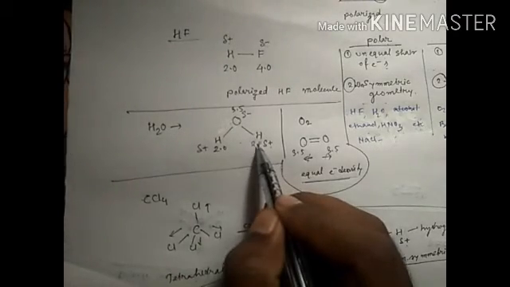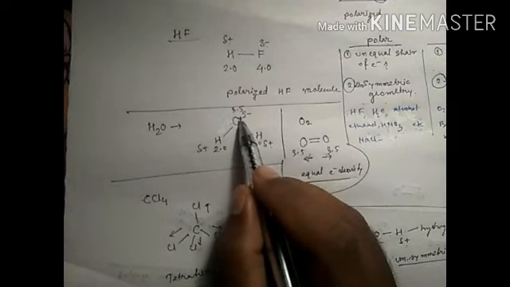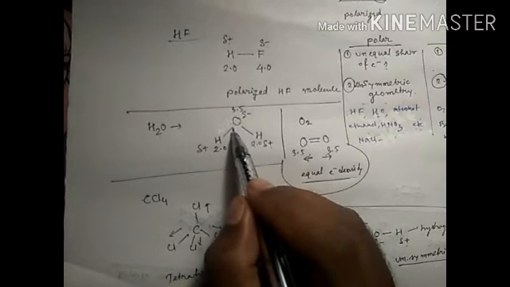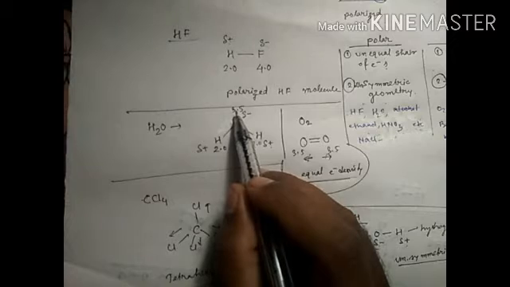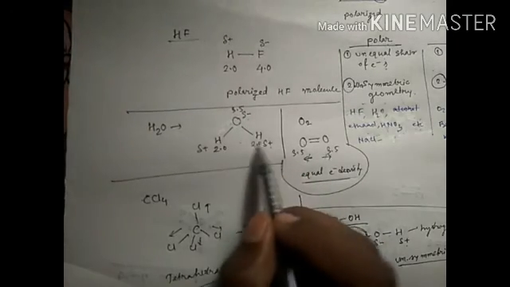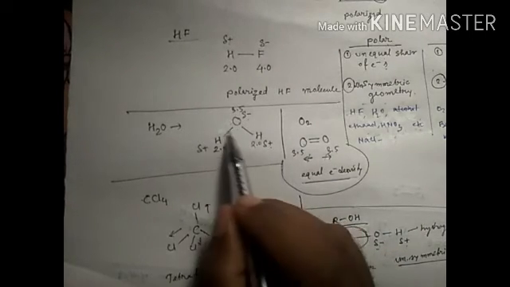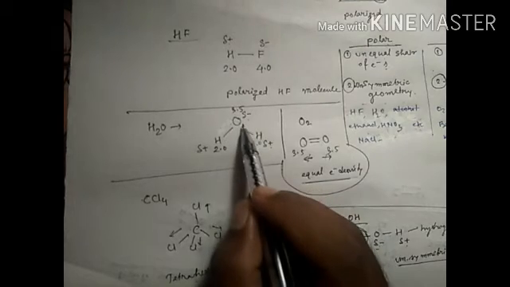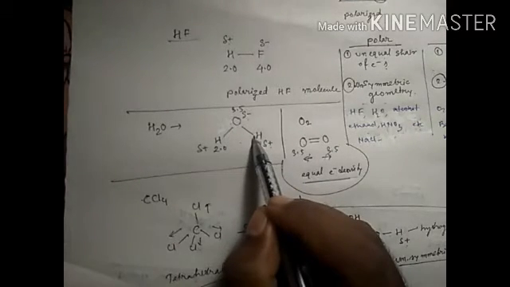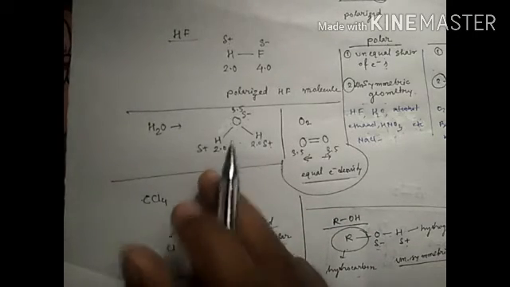Next, let's take another example, H2O. Here, this is the V-shaped structure of H2O, where due to the higher electronegativity of oxygen, the electron density will be pushed towards oxygen, which makes the oxygen partially negative, and both the hydrogens partially positive. See here also the electron density is polarized, here is negative but here is positive. It is also a polarized molecule, that means a polar molecule.